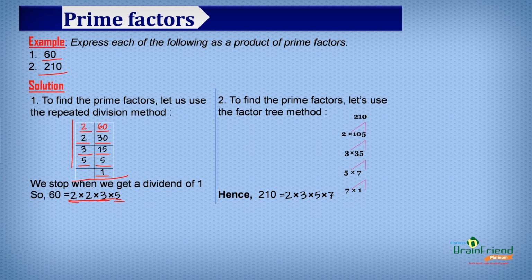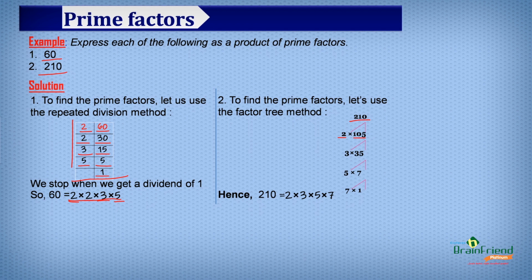Now moving on to the second example. In this case, we are going to use the factor tree method. The number 210 is our number to be factorized. Now, 210 can be divided by 2. 210 divided by 2 gives us 105. So, 2 multiplied by 105 is the same thing as 210. So, on our second level, we have 2 multiplied by 105.